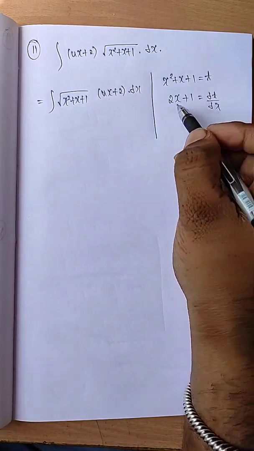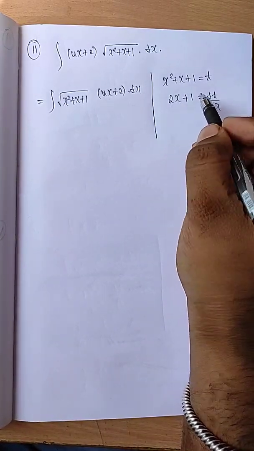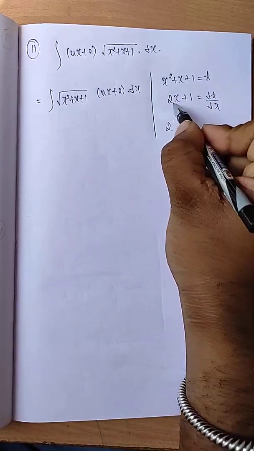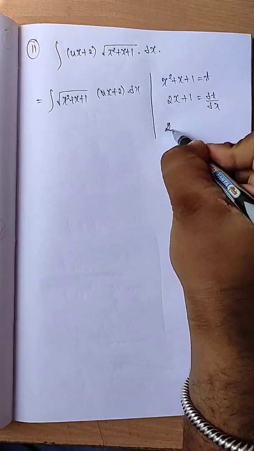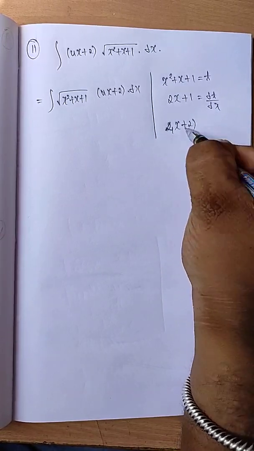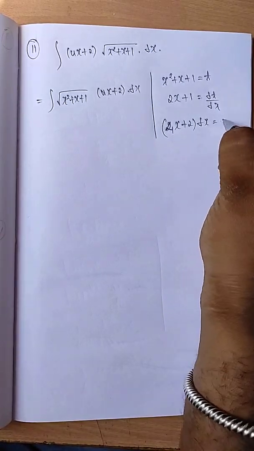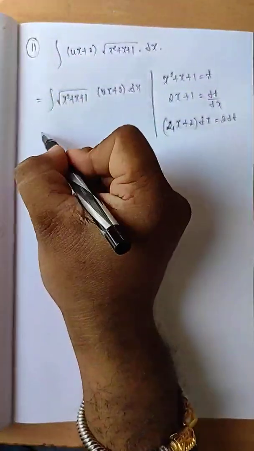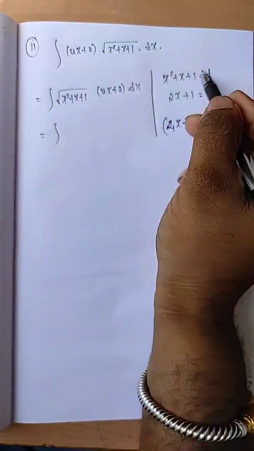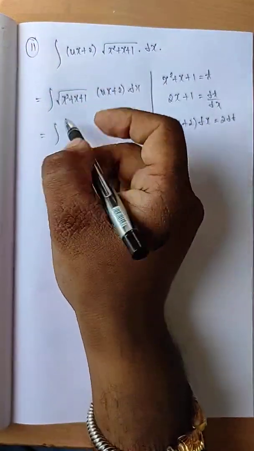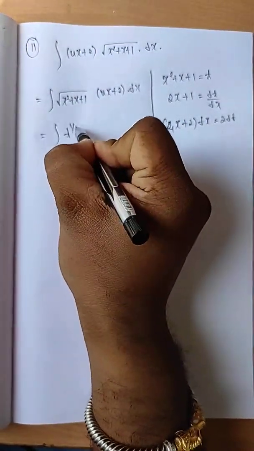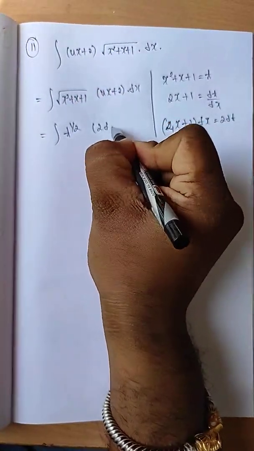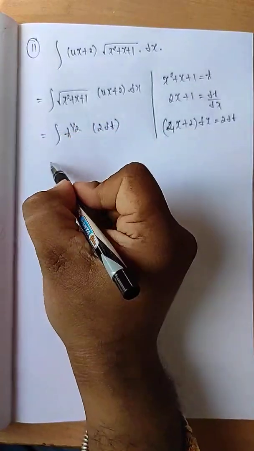So what you want to do is multiply by 2 on both the left hand and right hand side. If you multiply by 2, we get (4x plus 2) dx is equal to 2 dt. So this is equal to the integration of root of x square plus x plus 1, which is t, and the root is written as t to the power of 1 by 2. (4x plus 2) dx is 2 dt. Here 2 is a constant.